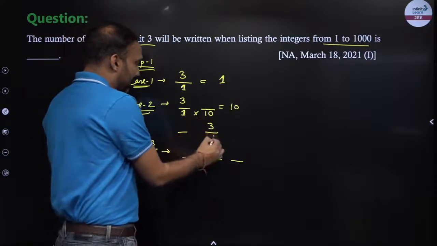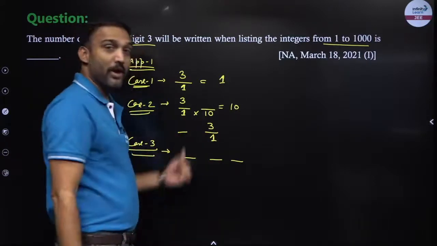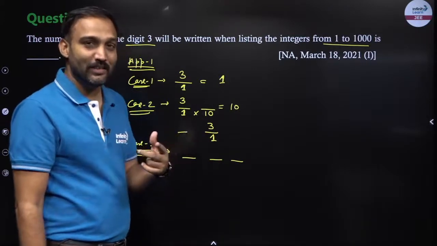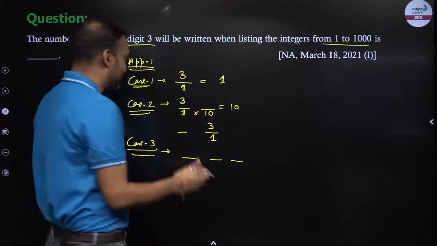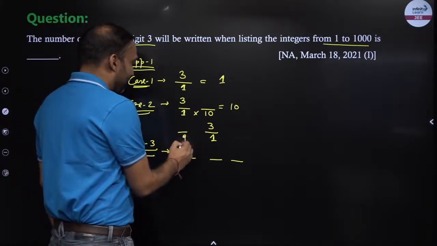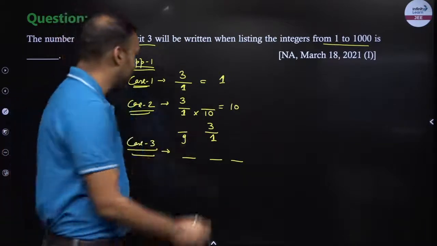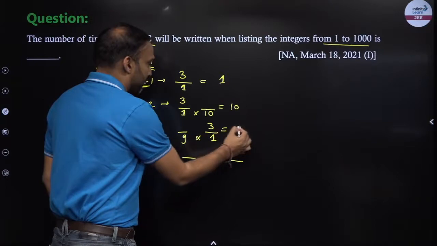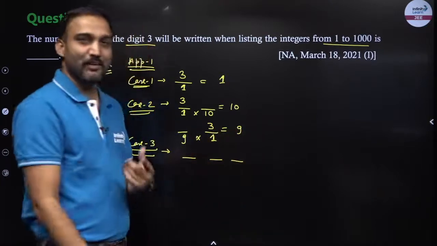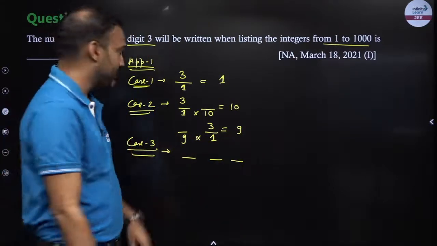Over here, this place can be filled in one way. Now at the first place, can I write 0 over there? You guys are smart, right? I cannot write 0 over here. So there are 9 ways available for the first place because I can write only 1 to 9. 0 is not available, because if I write 0 at the first place, it becomes a 1-digit number.